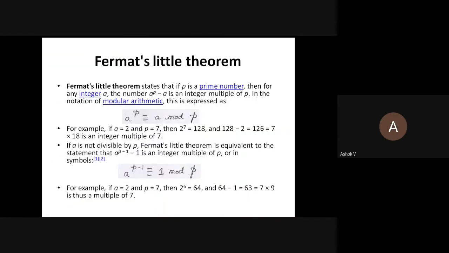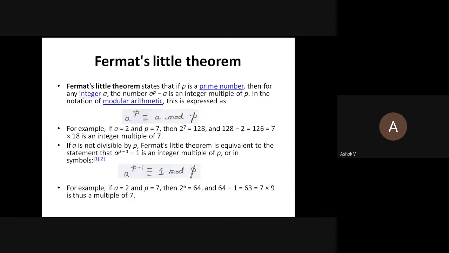Next one, Fermat's little theorem. Fermat's theorem is also known as Fermat's little theorem and Fermat's primality test in number theory. The statement was first given in 1640 by the French mathematician Pierre de Fermat.